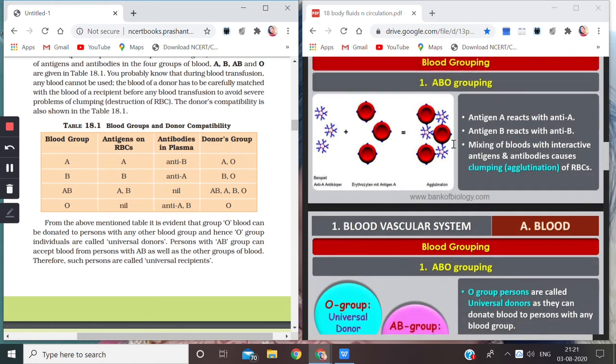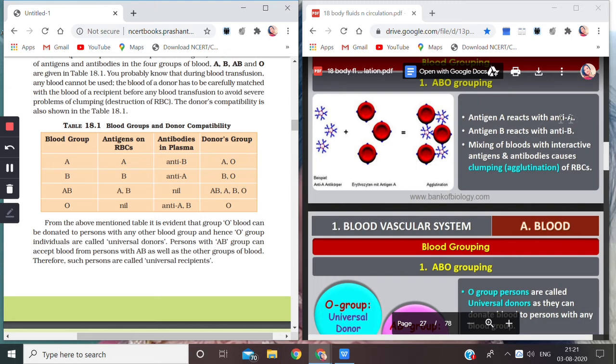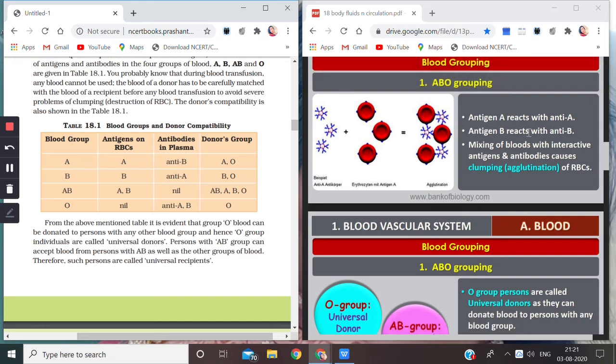Okay, now children, just to explain once again, antigen A reacts with anti-A, and antigen B reacts with anti-B. Mixing of bloods with interactive antigens and antibodies will cause what? Clumping, or agglutination of RBCs. So if we try to mix wrong blood groups together, what will happen? Clumping will happen. This is the clumping they have shown.